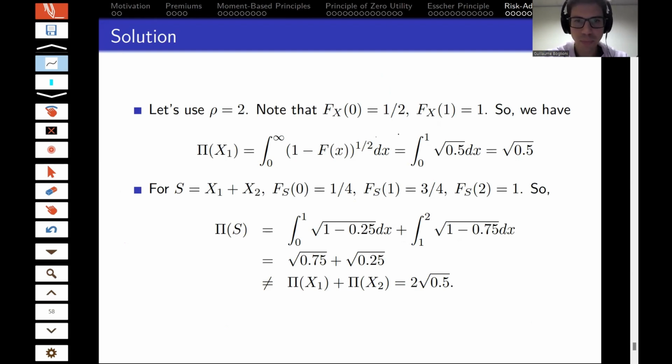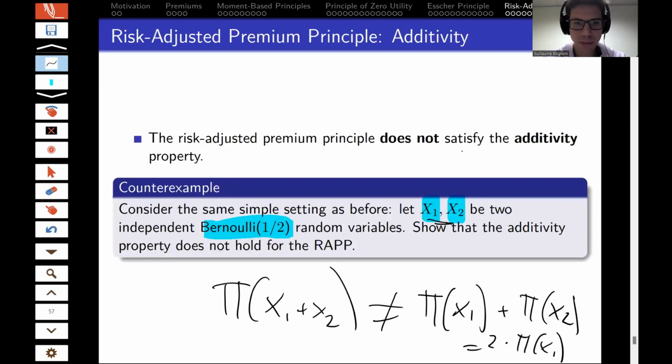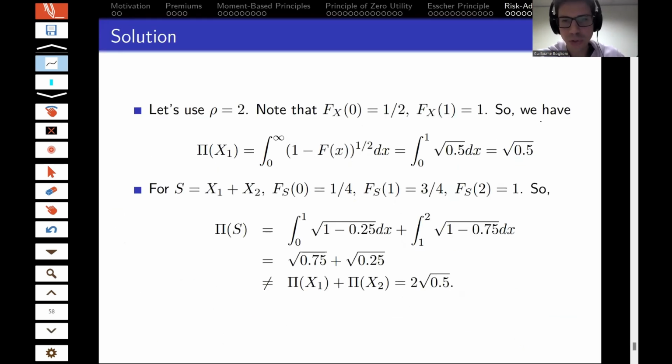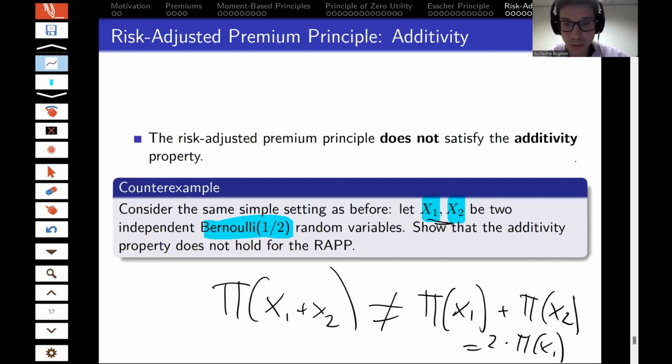Here I said we pick rho equals 2, so we take the square root. Remember, it's 1 over rho, so the square root in this case of 1 minus Fx, but 1 minus Fx from 0 to 1 is 1/2. So you get the square root of 1/2. That's the premium of x1, the pi of x1.